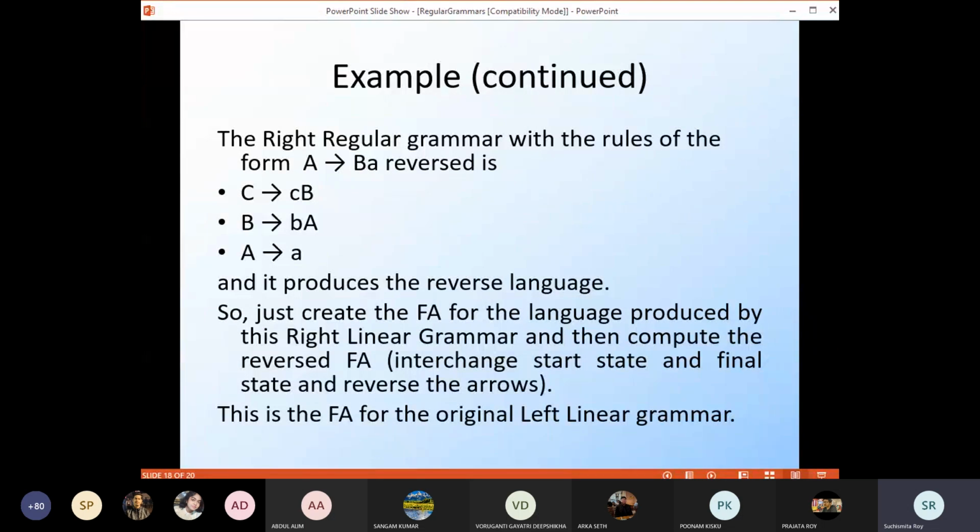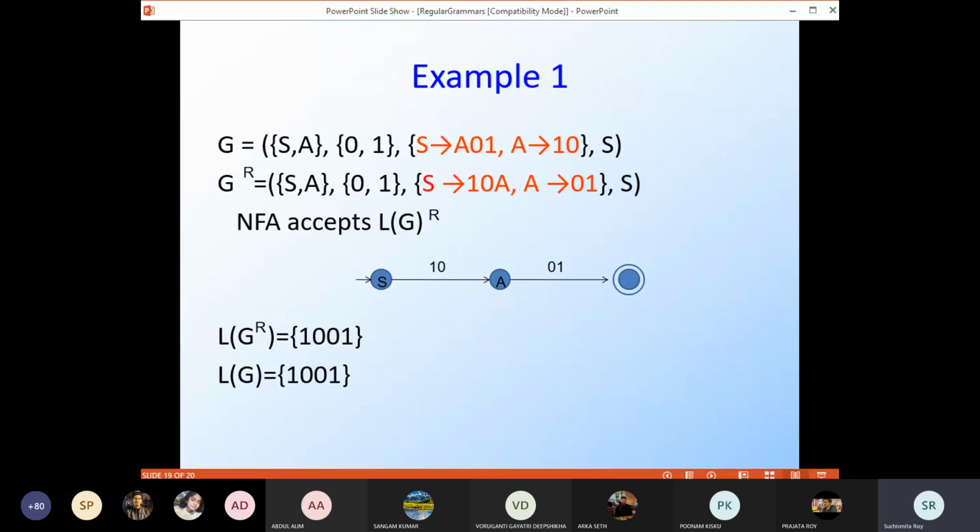So please remember, right linear grammars directly to finite automata, direct construction we have seen. Left linear grammars, you have to go via a right linear grammar, and you have to apply reversal once to the grammar and once to the automata. Is this clear? See, so I have an example here.